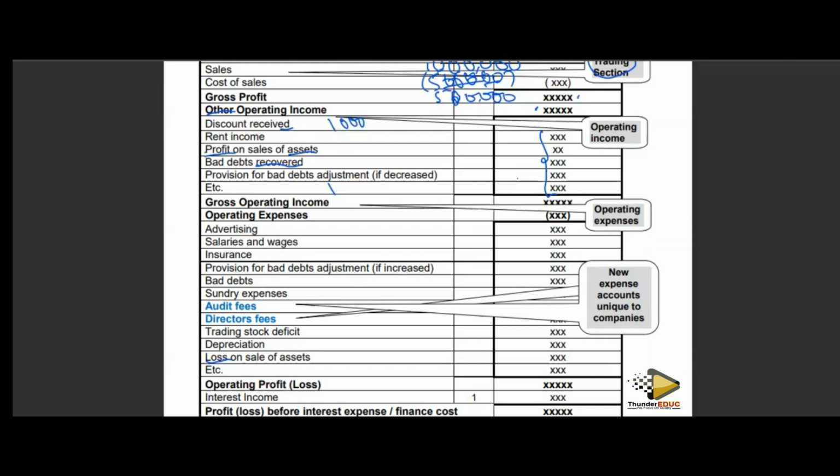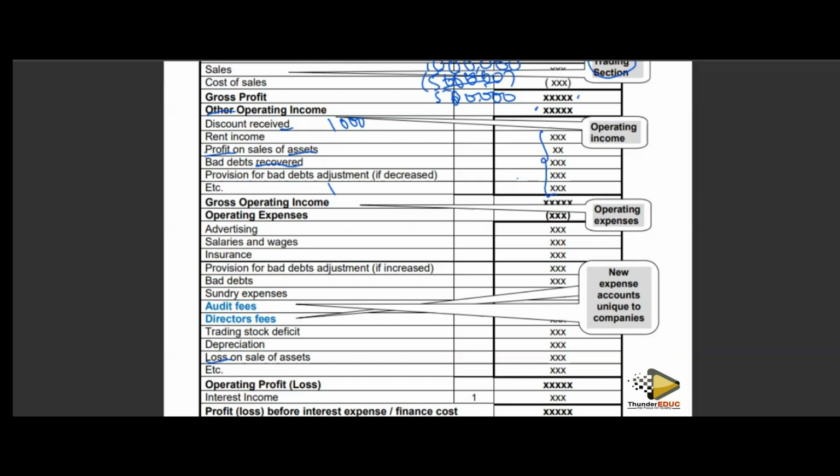So what do you do in the income statement? Don't put rent income if the information given to you in the question has no rent income. You write what is given to you. So don't include what is not written to you.